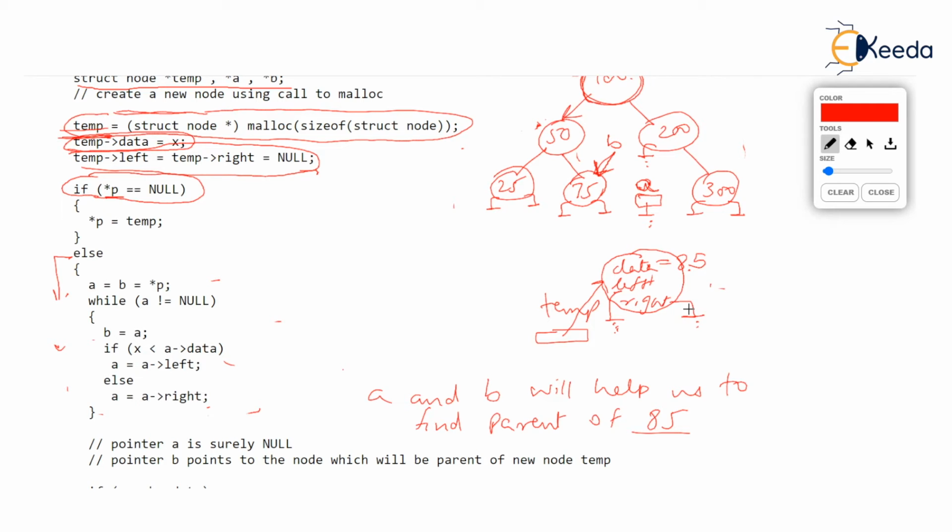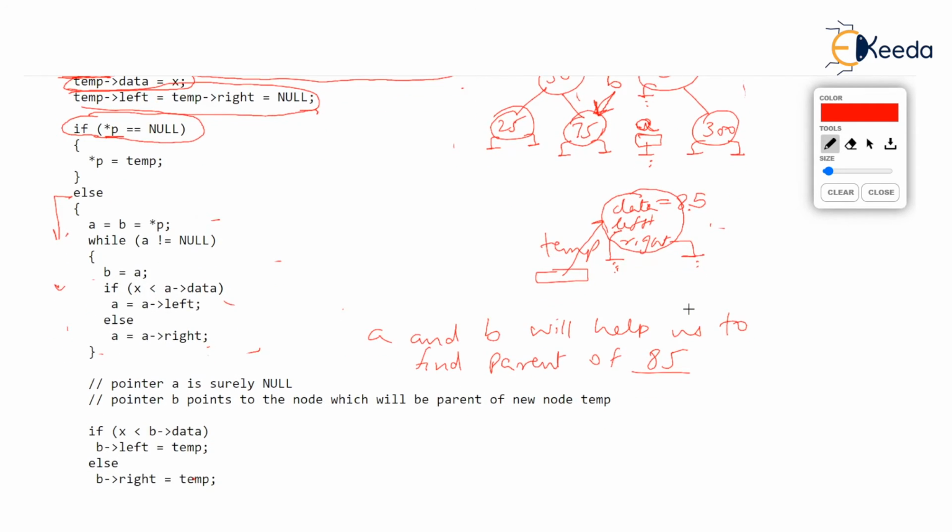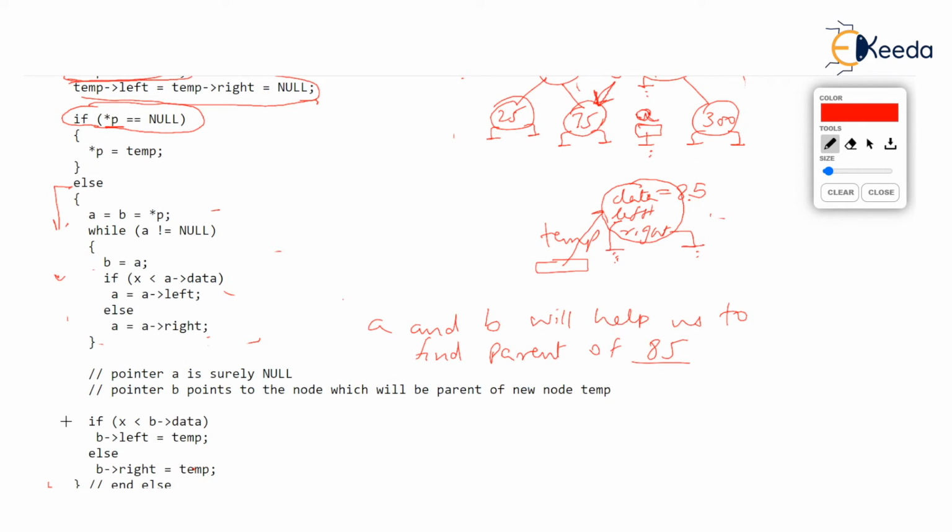So for doing this, we will ask one more question. The question here is, if X, that is 85, is less than B arrow data. This time we will compare the new value 85 with B arrow data. Now notice B arrow data in the picture is 75, isn't it? And 85 less than 75 is false. Now you check that this is B arrow data. 85 less than B arrow data is false. So where will you add 85? Yes, exactly. 85 is larger than 75, isn't it? So you will add 85 to the right of 75.